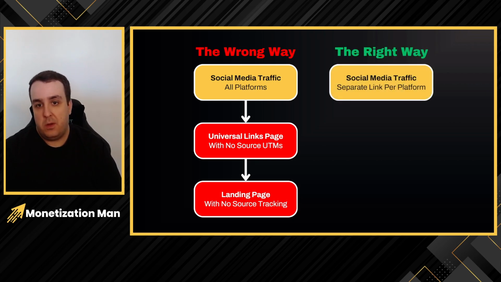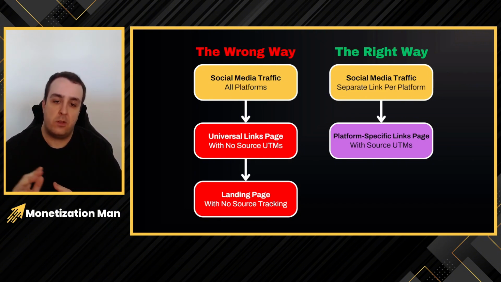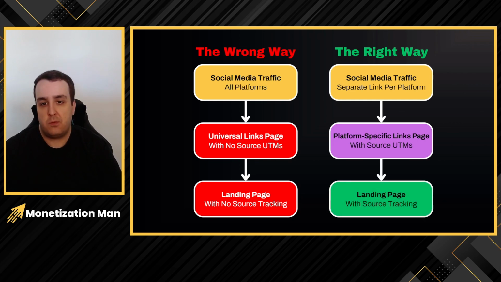So the right way is you want to have a separate links page per platform. So each social media platform has its own separate link, and that link goes to a platform-specific links page, which then on each of the links that you have on the links page, has source UTMs attached to those links so that when people click through on any of the boxes on your links page, they end up on a landing page with source tracking.